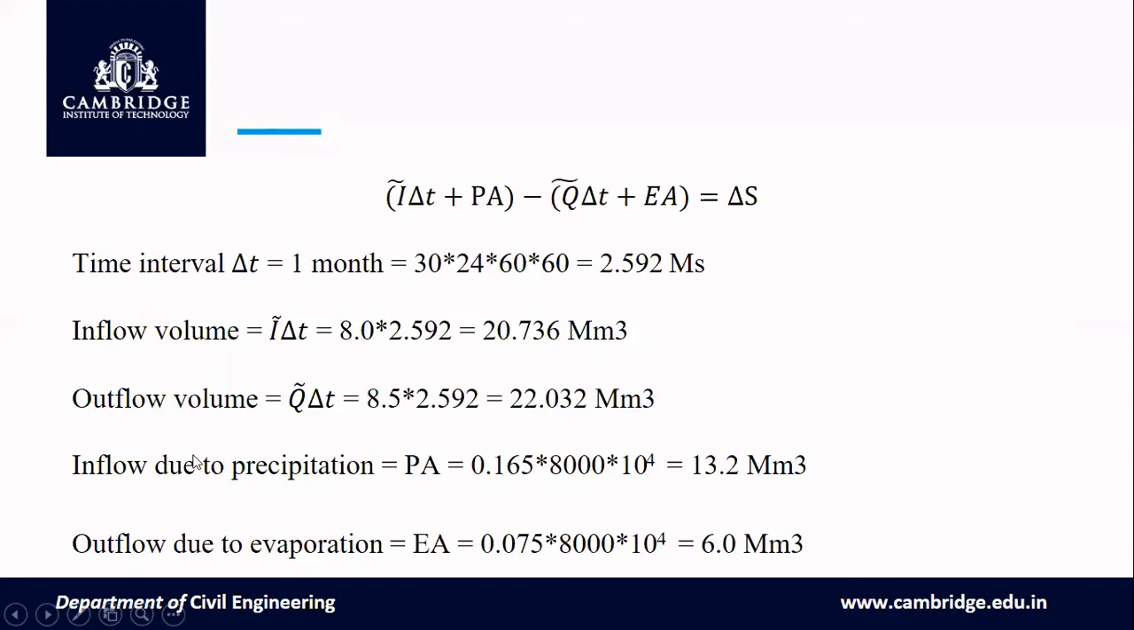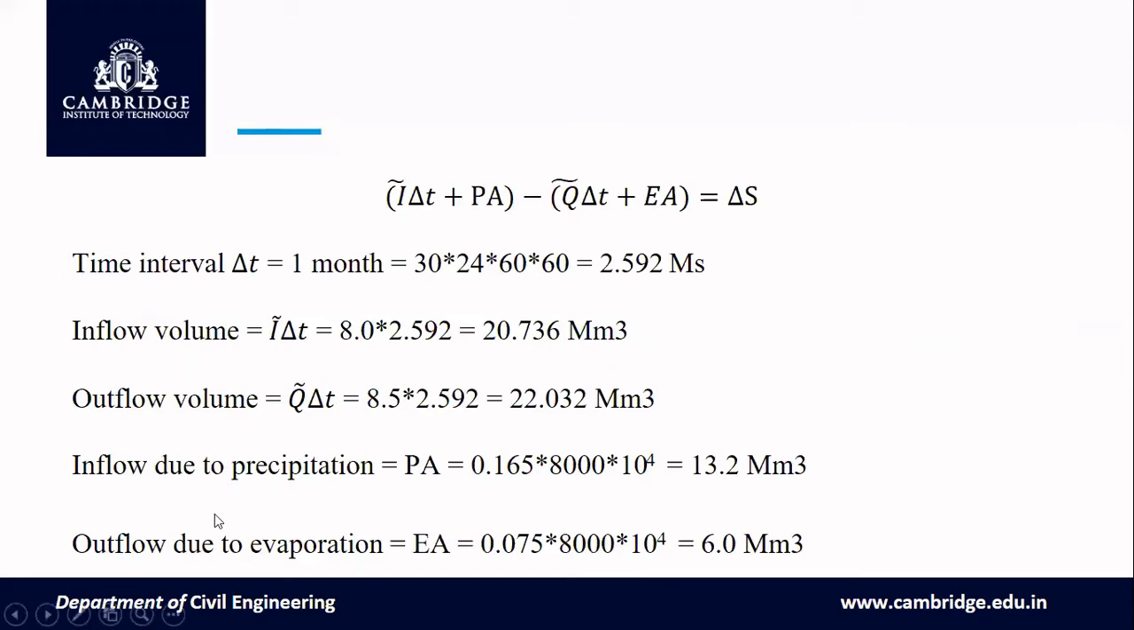Now the inflow due to precipitation. The precipitation coming into the lake is also an input, so you can consider it as an input parameter. It occurs over an area of 8,000 hectares. For 1 hectare equal to 10 power 4 square meters, convert hectares to square meters. The precipitation of 165 millimeters is converted to meters. After these basic conversions, precipitation into area gives 13.2 million meter cube of volume entering the lake in the form of precipitation.